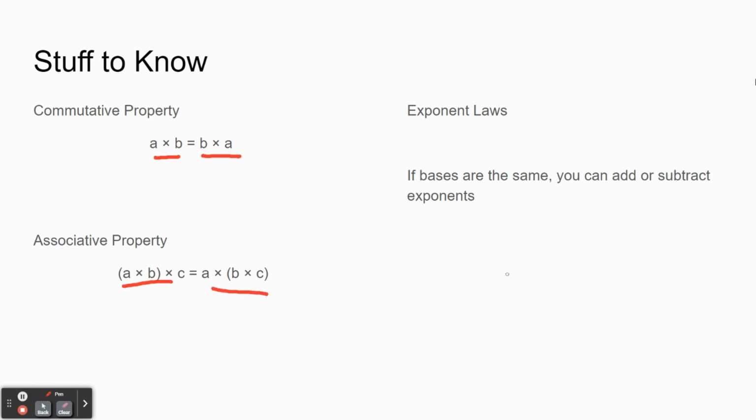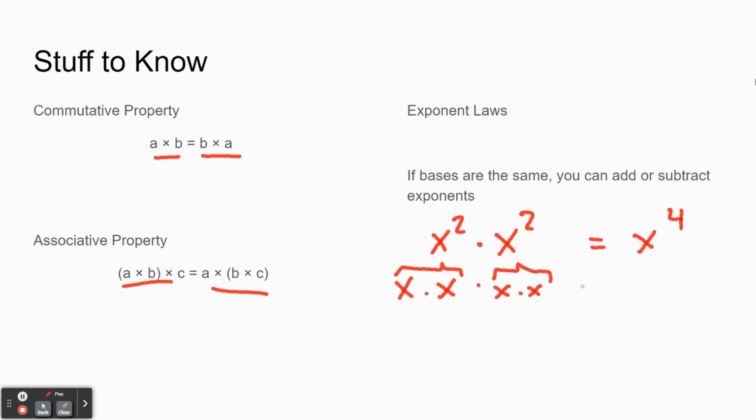We also need to know exponent laws. Specifically, if the bases are the same, you can either add or subtract the exponents depending on what you're doing. For example, if we have x squared times x squared, we are basically just going to add the exponents together to get x to the 4th. The reason we can do that is because x times x, which would be this x squared, times another x squared, x times x, we have 4 x's, so it's just x to the 4th.